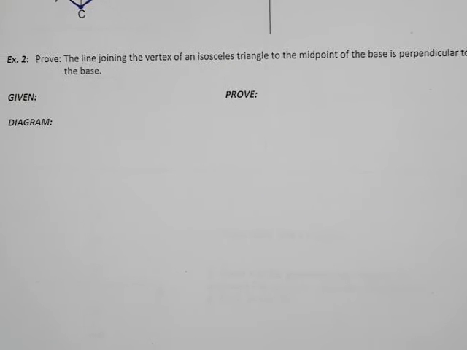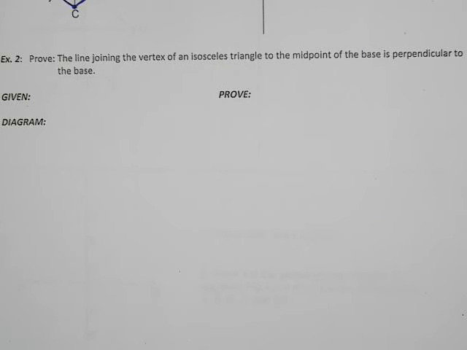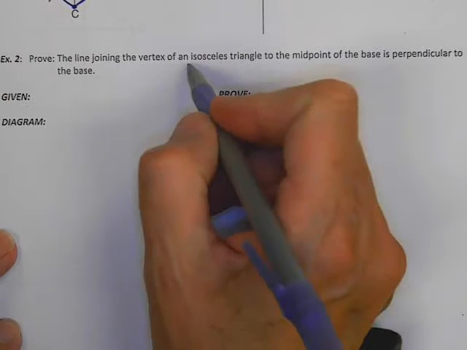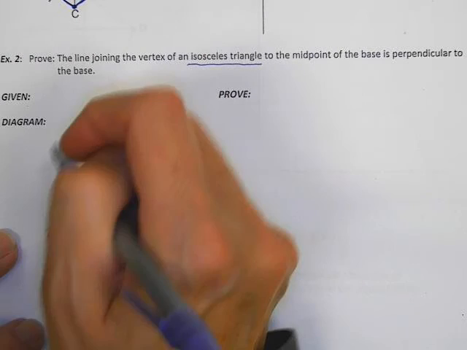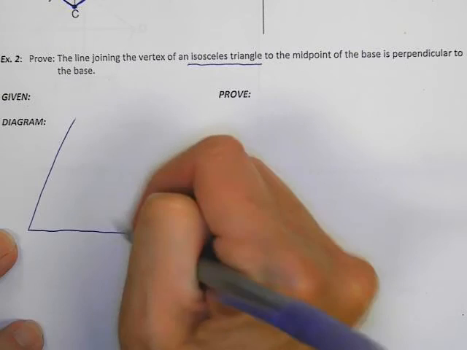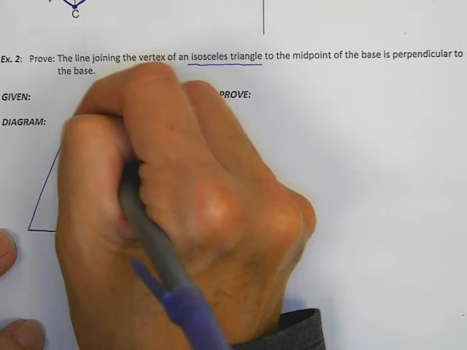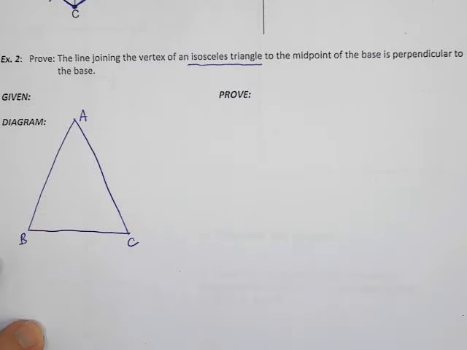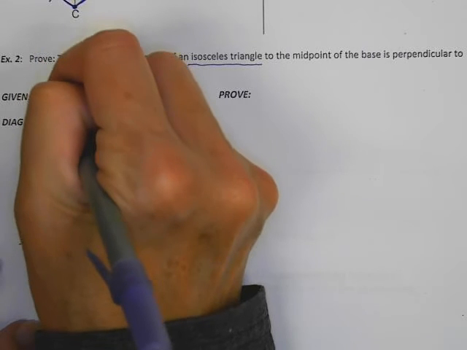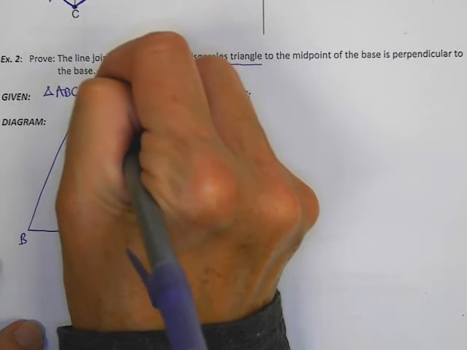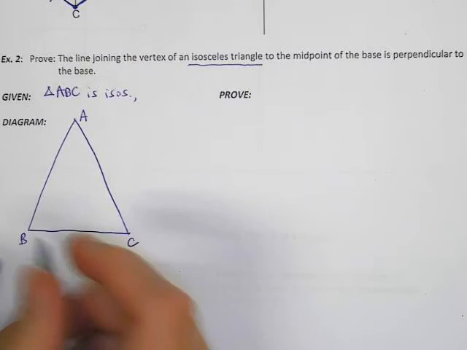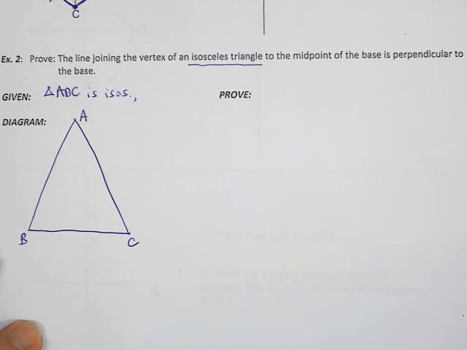All right, example 2 is one of those where we actually have to draw our own picture. See if I can get it on the screen here. It says, prove the line joining the vertex of an isosceles triangle. So some of you read these and think, well, I don't even know where to start. So the first thing I pick out here that's important is I need an isosceles triangle. So under diagram, I'm going to draw an isosceles triangle. And if I'm starting with that, that's part of my given. So I'm going to say triangle ABC is isosceles. All right, my base is BC. I could add that if you wanted.